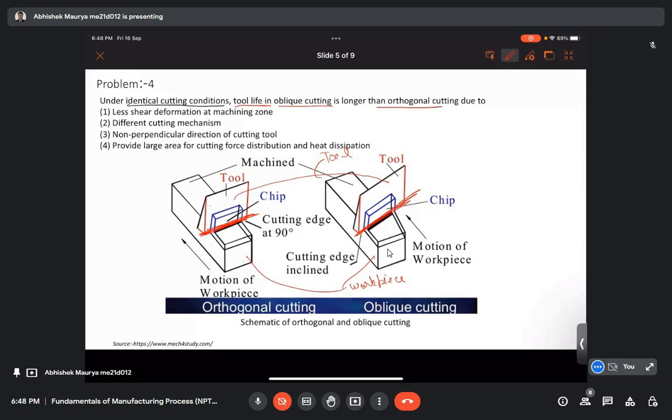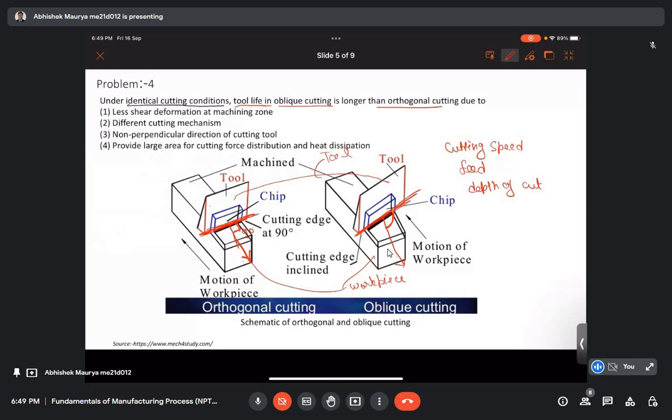If we assume that the workpiece is fixed, then the motion of the tool is happening in this direction, and here the tool motion is happening in this direction. If you see the angle between these two, here it's 90 degrees and here it is somewhat other than 90 degrees. So when the cutting edge is at 90 degrees with the motion of the tool, we call it orthogonal cutting. If it's not 90, then we call it oblique cutting. And here we are assuming all other conditions are the same, like cutting speed, feed, and depth of cut.